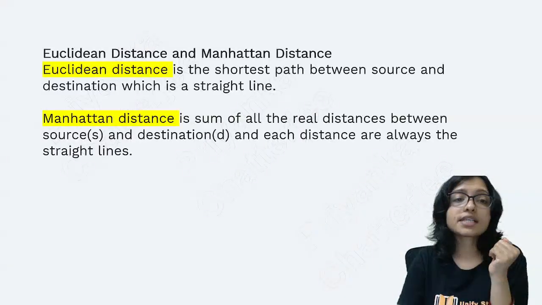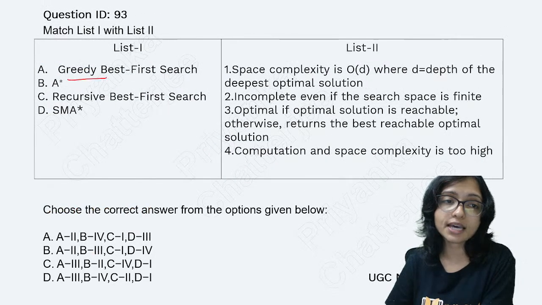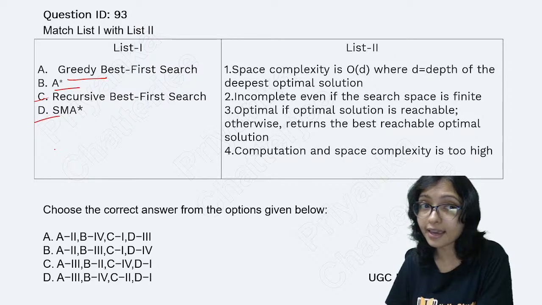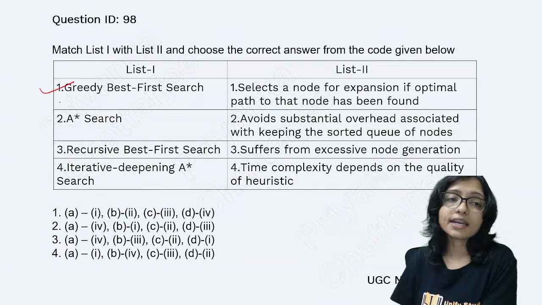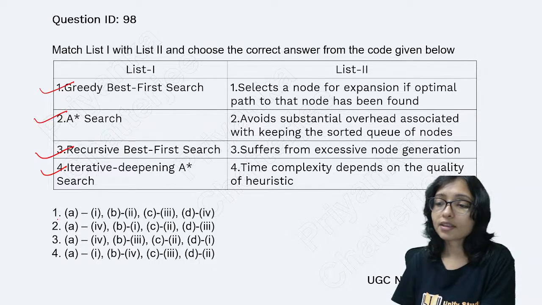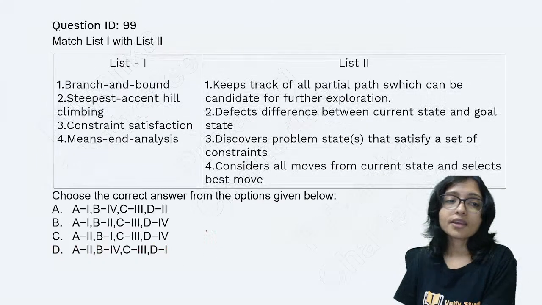And now I am just showing you those questions whatever we did yesterday. You can see greedy best first search, A star, recursive, SMA search. You can pause the video and try to think again. The answer is this one. Right, now it will be easy. Here greedy best first search, A star, recursive, iterative deepening. Pause it, think it. This is the answer.